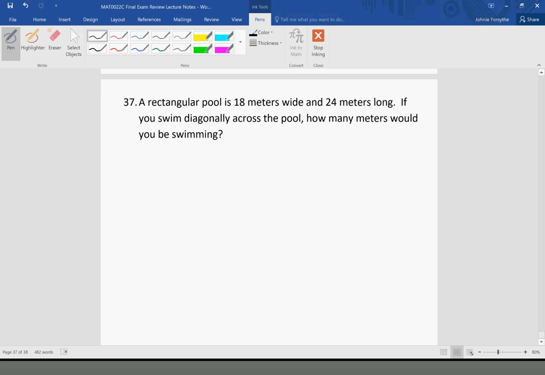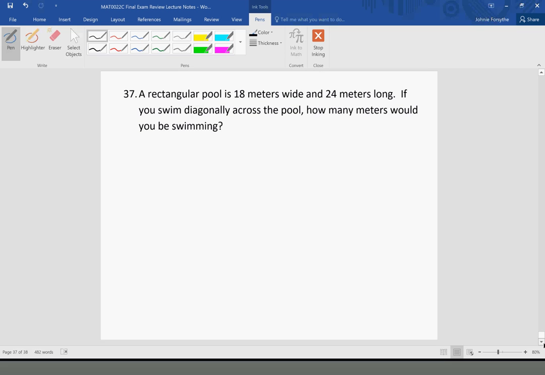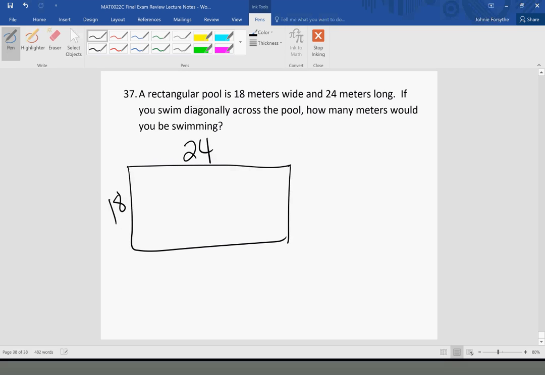Okay. I think this is my last one. So a rectangular pool is 18 meters wide and 24 meters long. So let's draw that out. So we've got a rectangular pool, 18 meters wide, 24 meters long. If you swim diagonally across the pool, how many meters would you be swimming?